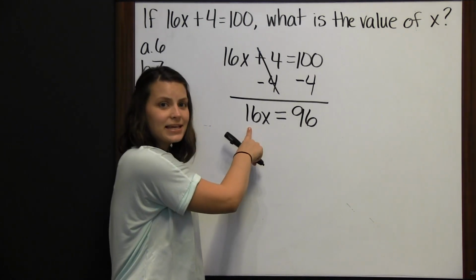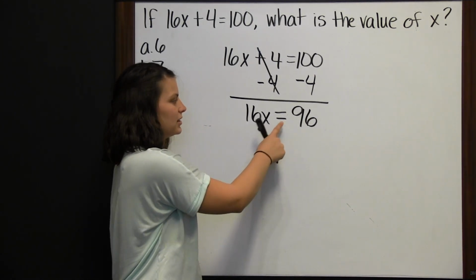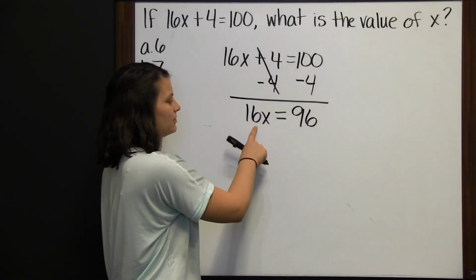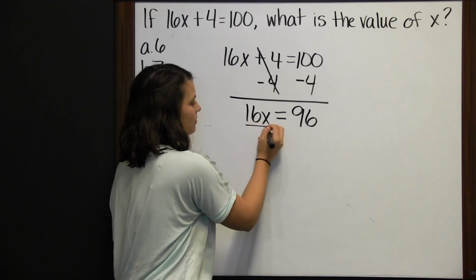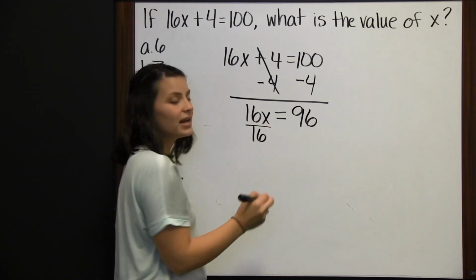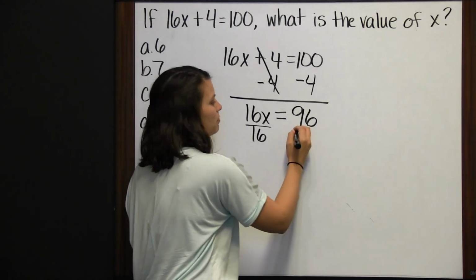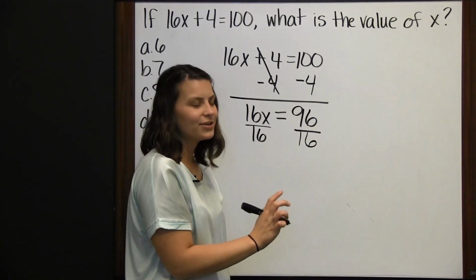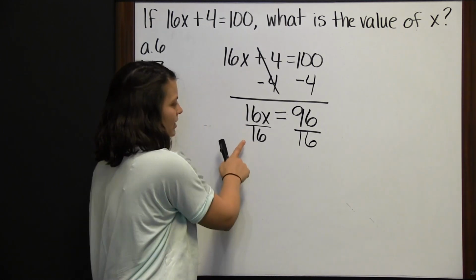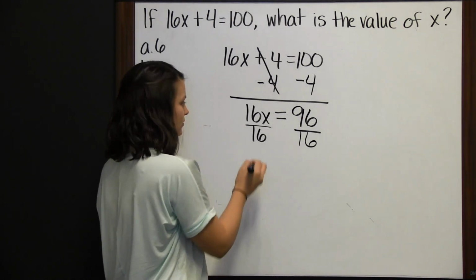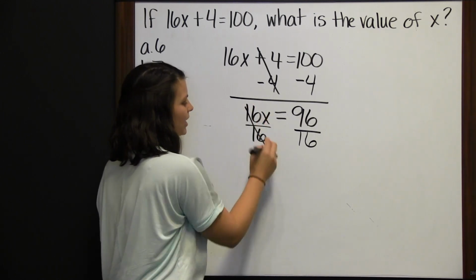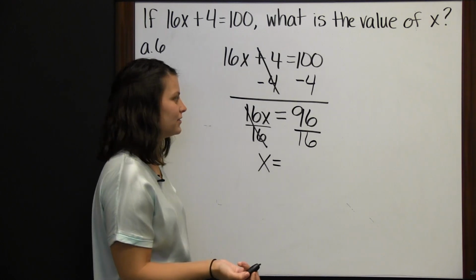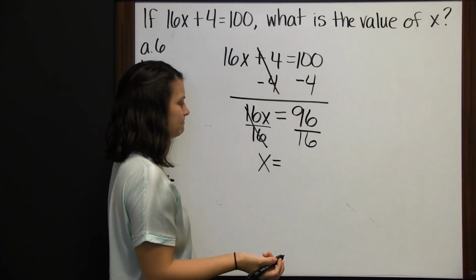So now we have 16 times x equals 96. The opposite of multiplying times 16 is dividing by 16. So to get x alone, we need to divide both sides by 16. That way our equation is still equal. 16 divided by 16 is 1, and 1 times x is x. And x equals, now we have to divide 96 by 16.